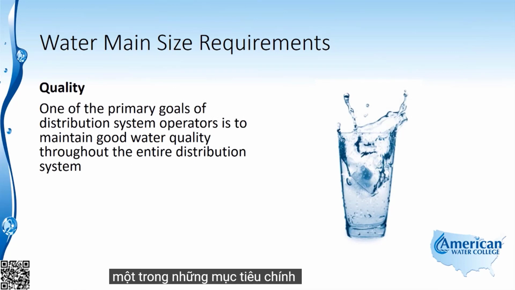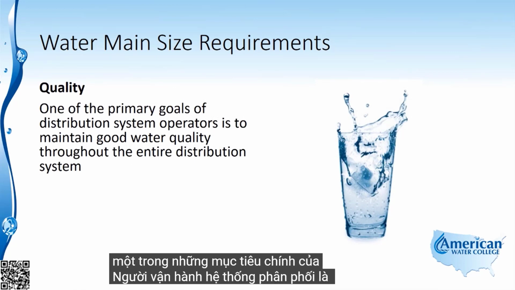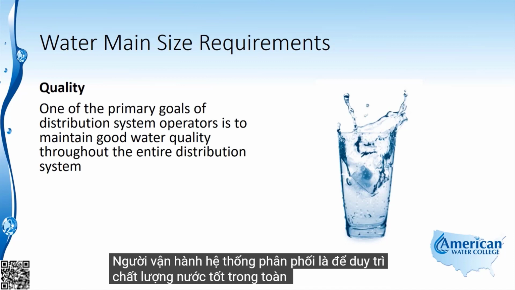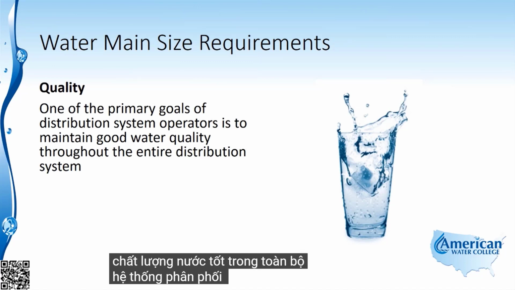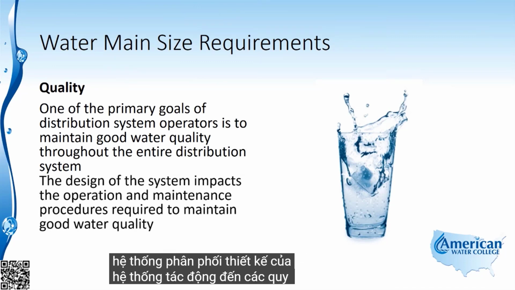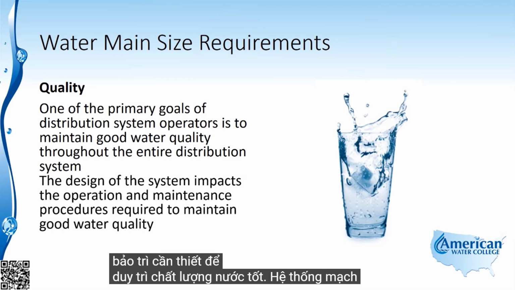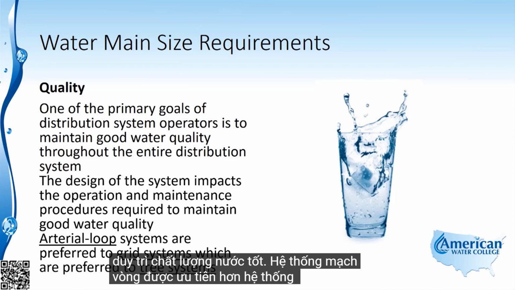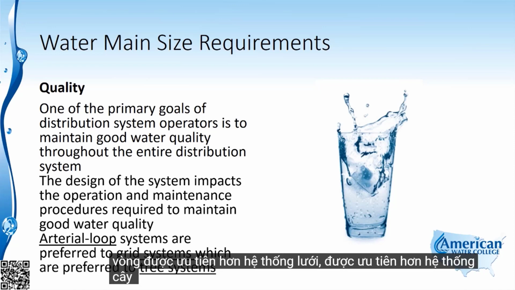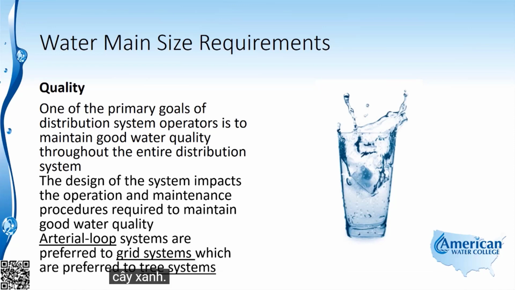One of the primary goals of distribution system operators is to maintain good water quality throughout the entire distribution system. The design of the system impacts the operation and maintenance procedures required to maintain good water quality. Arterial loop systems are preferred to grid systems, which are preferred to tree systems.